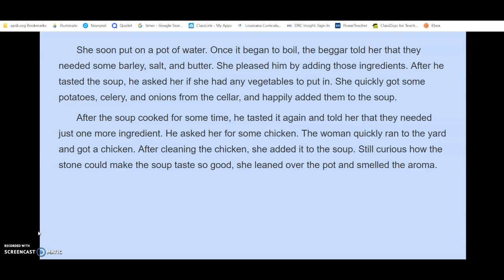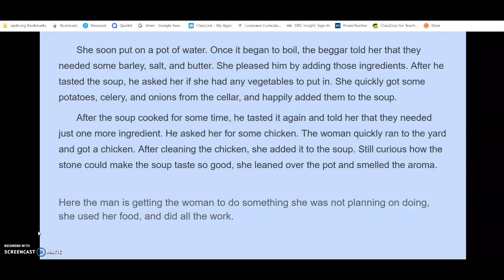She soon put a pot of water on. Once it began to boil, the beggar told her that they needed some barley, salt, and butter. She pleased him by adding those ingredients. After he tasted the soup, he asked her if she had any vegetables to put in. She quickly got some potatoes, celery, and onions from the cellar and happily added them to the soup. After the soup cooked for some time, he tasted it again and told her that they needed just one more ingredient. He asked her for some chicken. The woman quickly ran to the yard and got a chicken. After cleaning the chicken, she added it to the soup. Still curious how the stone could make the soup taste so good, she leaned over the pot and smelled the aroma. Here the man is getting the woman to do something she did not plan on doing. She used her food and did all of the work.